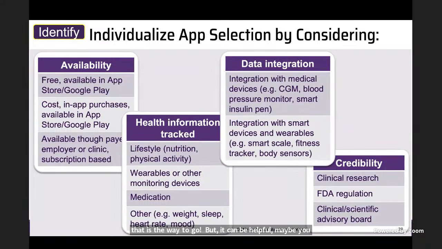But I always like to try the free versions, and oftentimes there may be an in-app purchase for an advanced feature, which could be something to consider. But definitely, I always like to start with free.